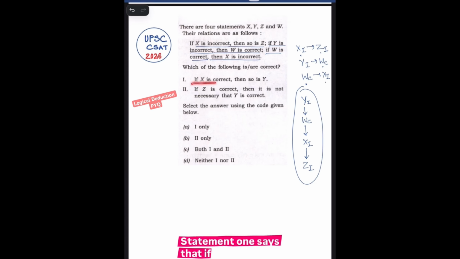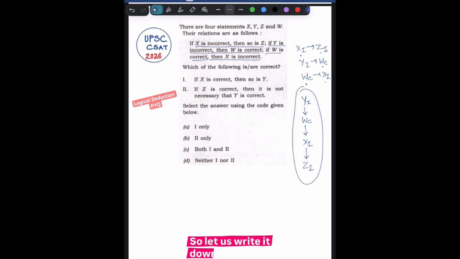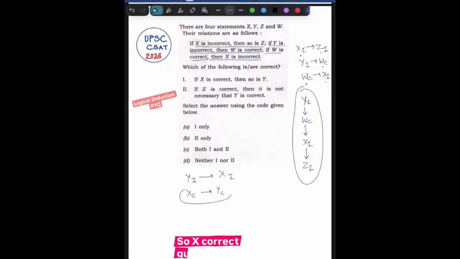Statement 1 says that if X is correct, then so is Y. So from the chain we can say that if Y is incorrect, then X is also incorrect. So let us write it down. If Y is incorrect, then X is incorrect. We can also write the opposite. If X is correct, then Y is also correct. Because if Y is incorrect, then X will be incorrect. So X correct guarantees Y correct. Hence statement 1 is correct.